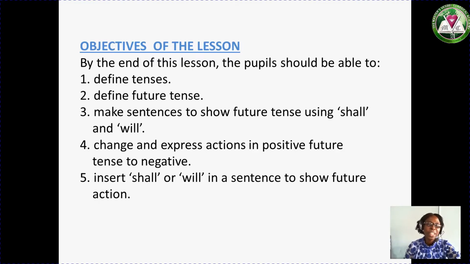Number 4. Change and express actions in positive future tense to negative future tense. Number 5. Insert shall or will in a sentence to show future action.